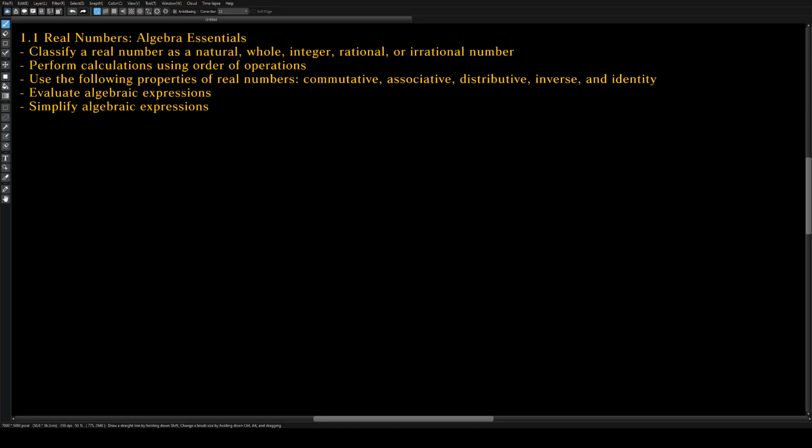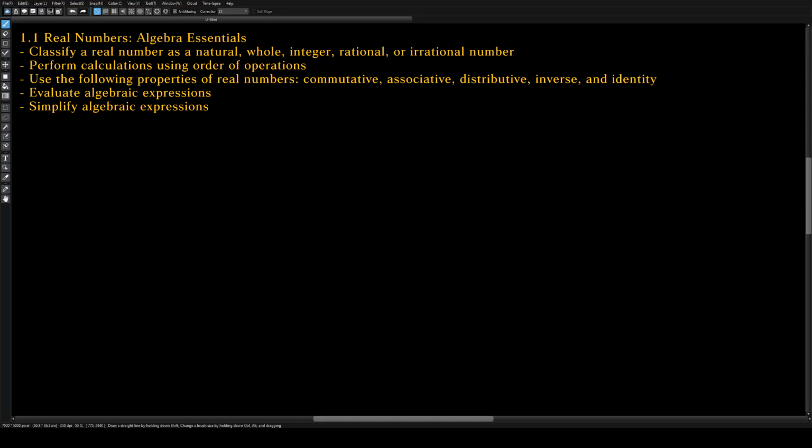So, without further ado, we are first going to do 1.1 real numbers, and these are the algebra essentials, because a lot of the equations you can't really do without really understanding this stuff. So, this is the beginning, I believe, when it comes to learning math at a college level. Right. So we've got at least five things we're going to do for this video.